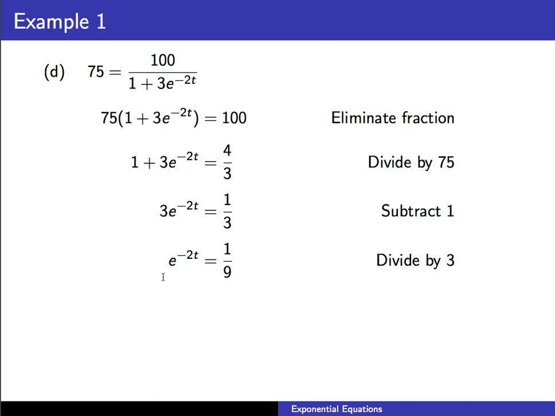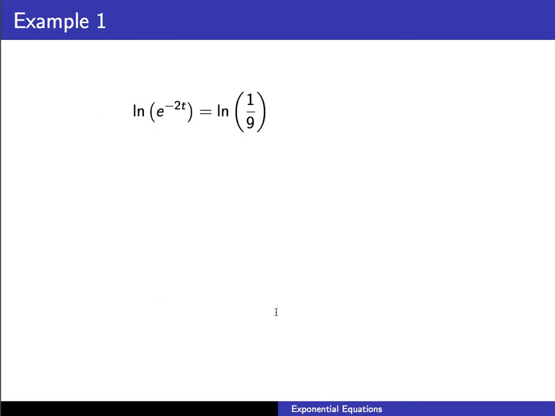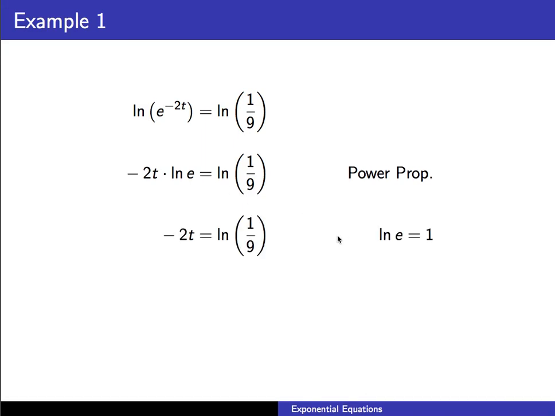We can take, in this case, the natural log of both sides, because the base of the exponent is e. The base of the natural logarithm is also e. So we get the natural log of e to the negative 2t equals the natural log of 1/9. Copying that over to the next slide because I'm running out of room here. If we want, we can use our power property to bring the negative 2t down, and negative 2t times the natural log of e, and then the natural log of e is 1.